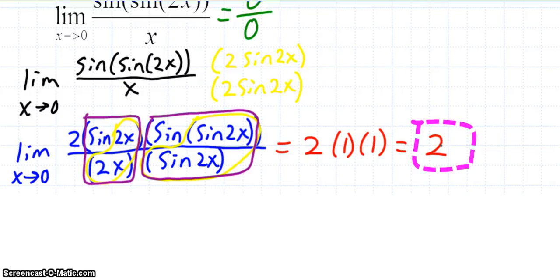Good stuff. Alright, so the trick there again, though, is to try to figure out what am I taking the sine of in the numerator and get that in the denominator. If you end up with some extra constants, that's okay.